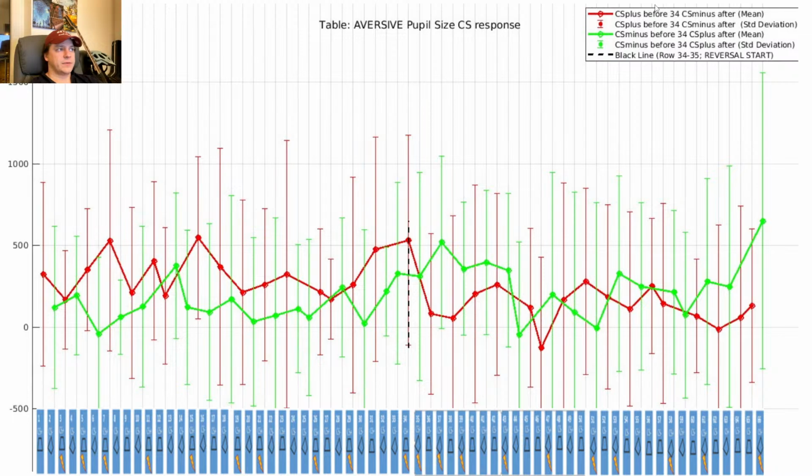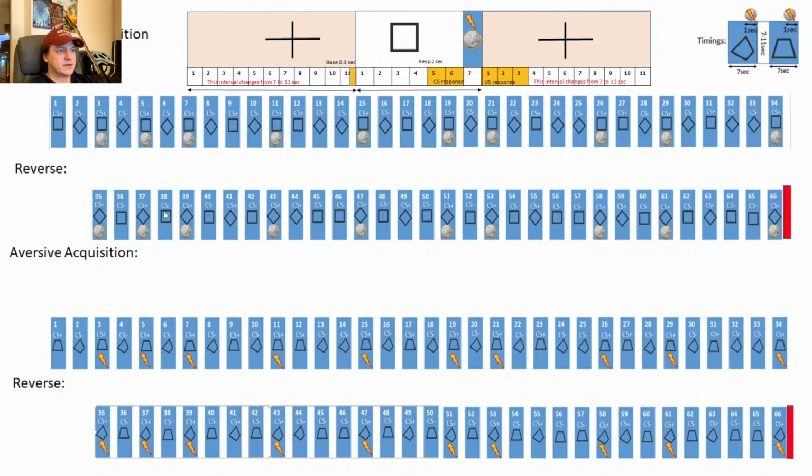In the first half, CS plus is red, and then it changes, and CS plus is green. So once again, this is the response to CS. This is not the response to the unconditioned stimulus. So this is not the reaction observed at this time, but the reaction observed before the presentation of US, during the presentation of CS.